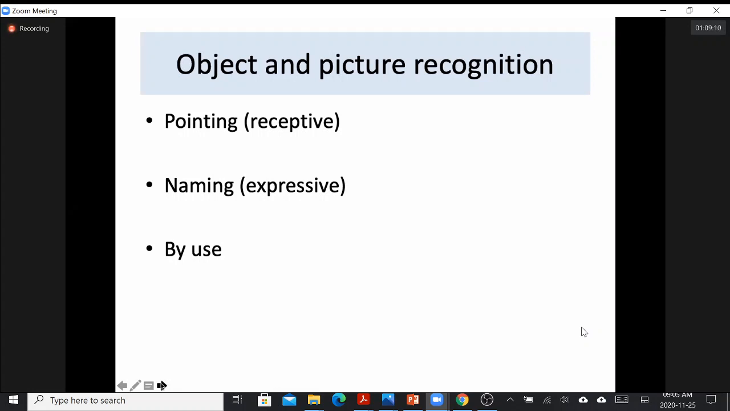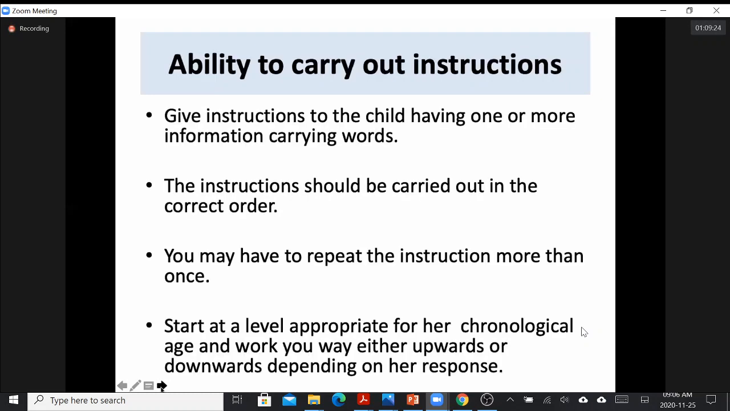When we ask them what is this and they can name the object, that is called expressive language. Also, they can show us the object by use. That is what I said, when we give a cup or spoon, if they put it in the mouth, they are showing us that it's used for eating. That is meant by object by use.